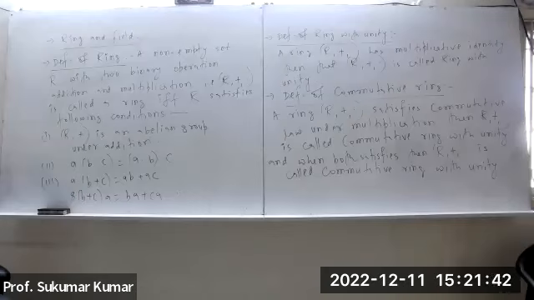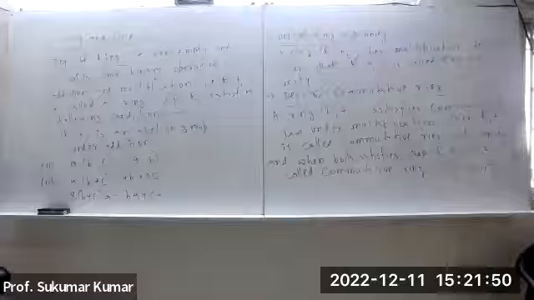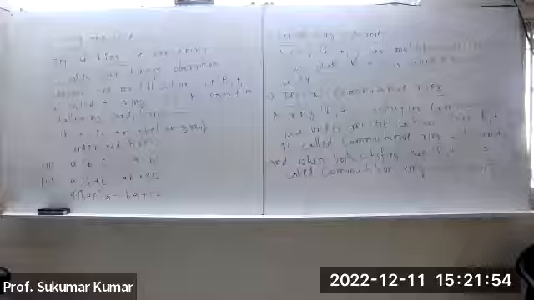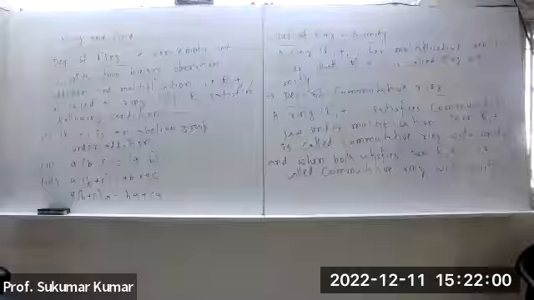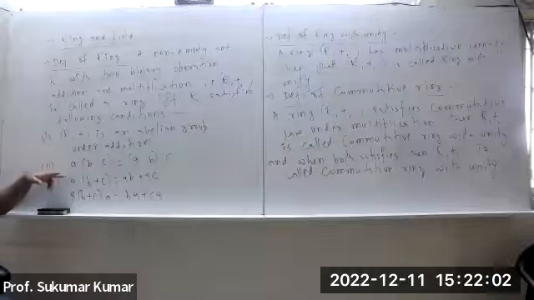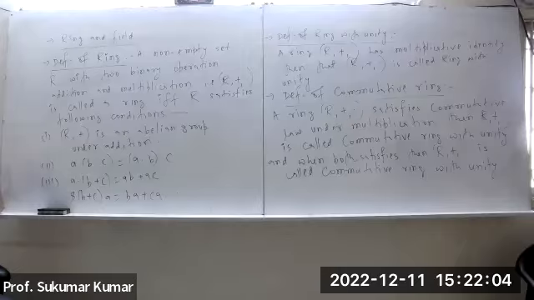Otherwise, for other non-abelian groups, there is no need for ring and field. Every abelian group also, we do not need for ring and field. Only the abelian group under addition, that only we will take and enter ring. After that, two properties have to be satisfied: associative law under multiplication and distributive law. If these three conditions are satisfied, that is called a ring.